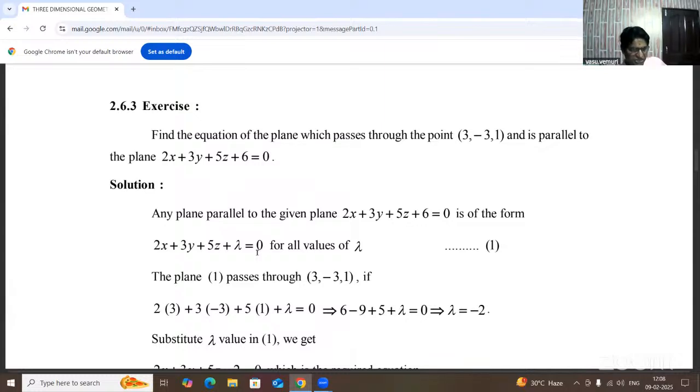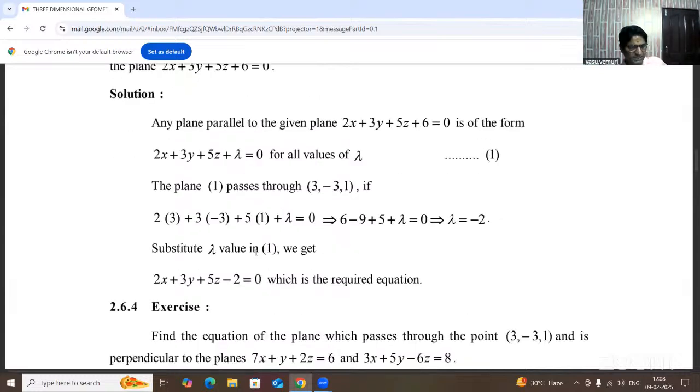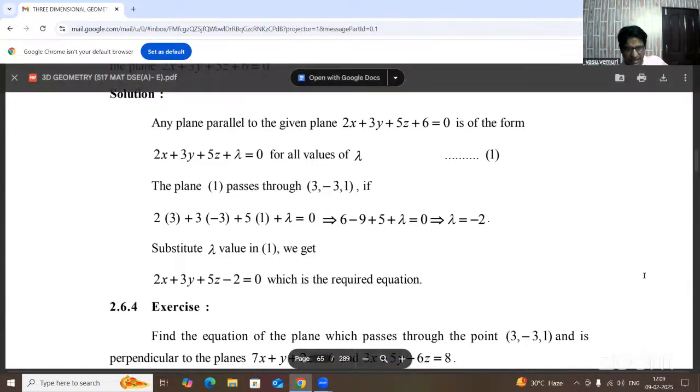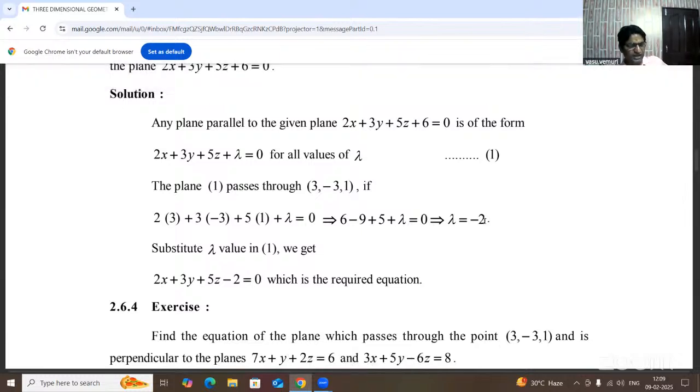And say this is the first equation. When the first equation passes through the given point 3, minus 3, 1, replacing x, y, z, this given point is substituted in the first equation. We are getting the lambda value. What is the lambda value? Substituting means 2 into x value 3, plus 3 into y value minus 3, and again plus 5 of z value 1. So after the simplification, lambda equals minus 2. Substituting that value in the first equation gives the required parallel plane equation.